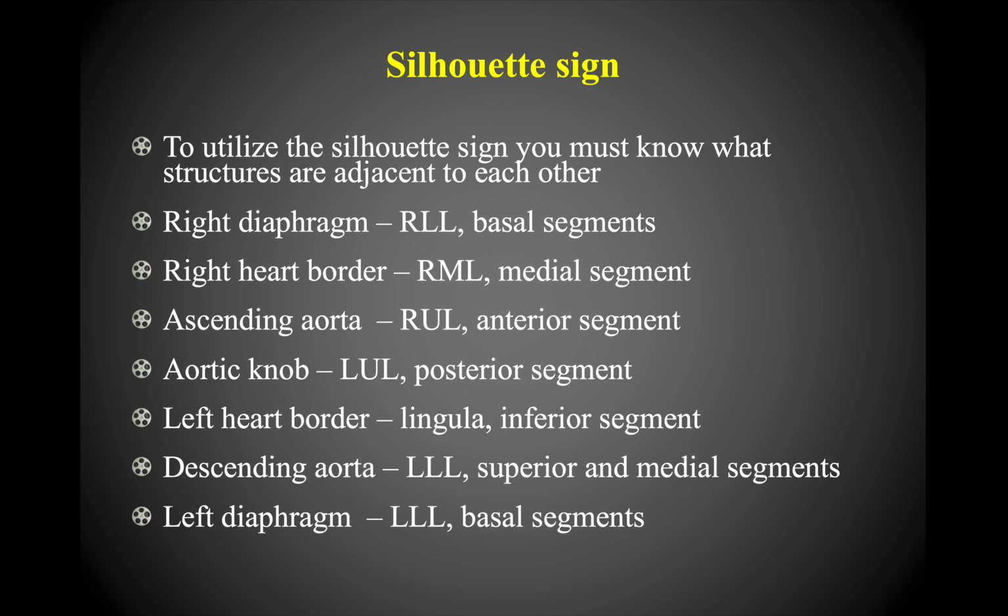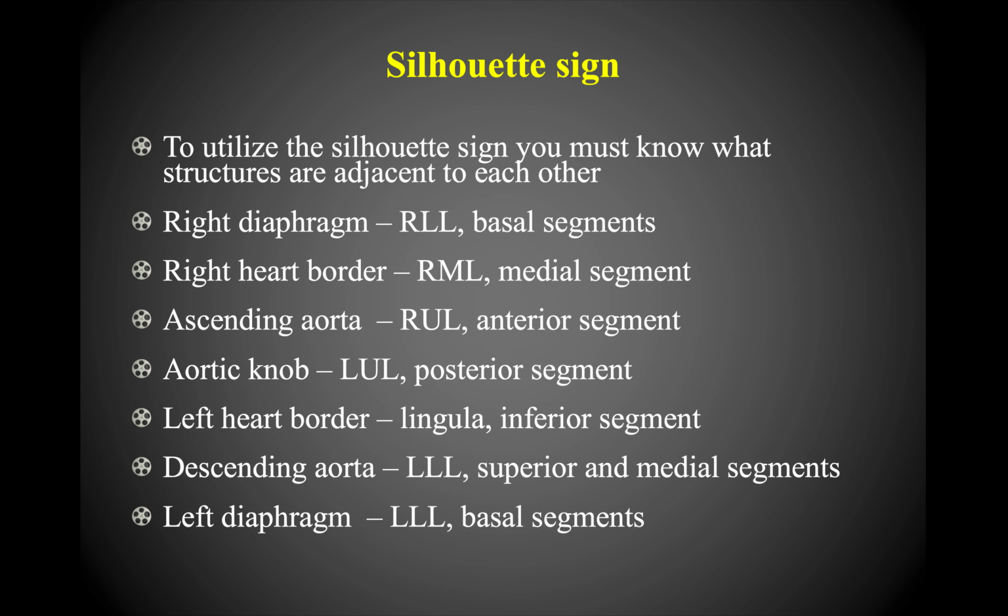So the silhouette sign is something that's important to be aware of. This is a sign that's used to identify pathological changes in chest x-rays. And so the idea here is that if you know what structures should be adjacent to each other, if you don't see them adjacent to each other, that tells you that there's a pathological process going on or something else that you need to investigate on the scan.